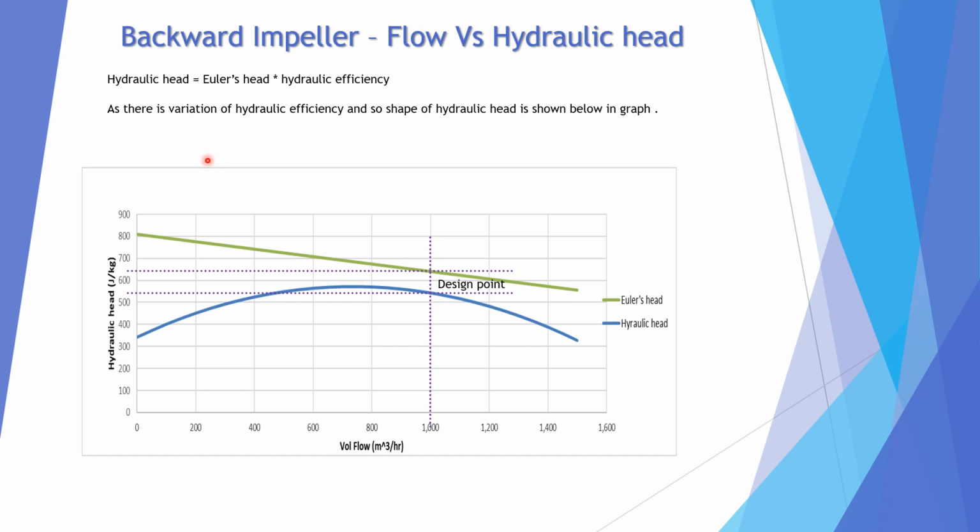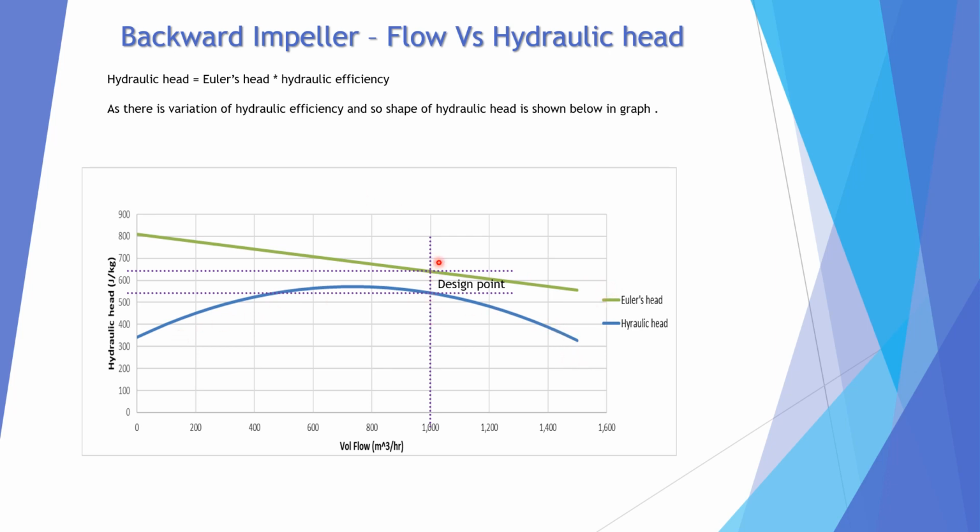Now the hydraulic head is equal to Euler head into efficiency. So the pattern will be approximately similar to the Euler head. This is a curve where the x-axis is volumetric flow and the y-axis is Euler head. This other y-axis is hydraulic head. So this is Euler head, and this is hydraulic head.